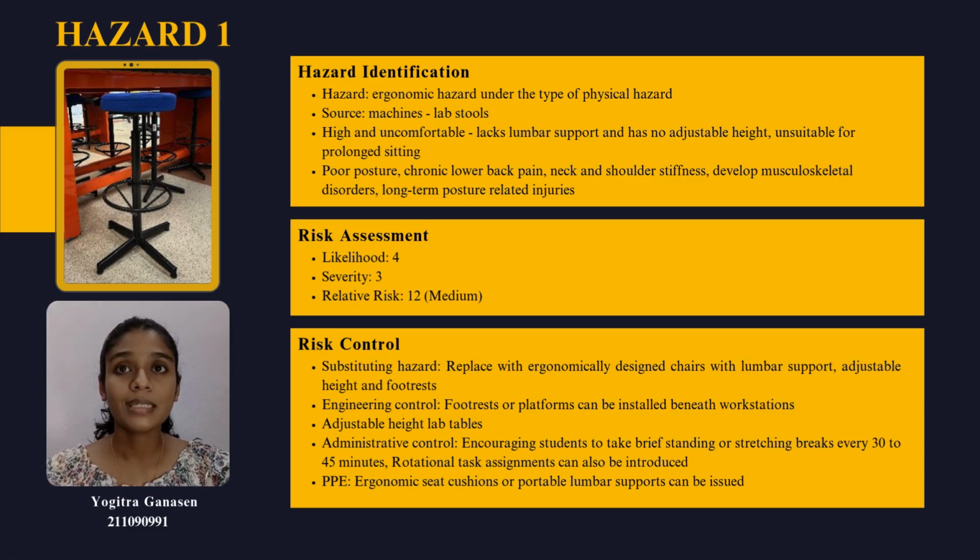Risk control methods: substituting the hazard by replacing the stools with ergonomically designed chairs with lumbar support, adjustable height and footrest. Engineering control by installing footrests beneath workstations with adjustable height lab tables. Administrative control by encouraging students to take brief standing or stretching breaks every 30 to 45 minutes and introducing rotational tasks. PPE by issuing ergonomic seat cushions or portable lumbar supports.